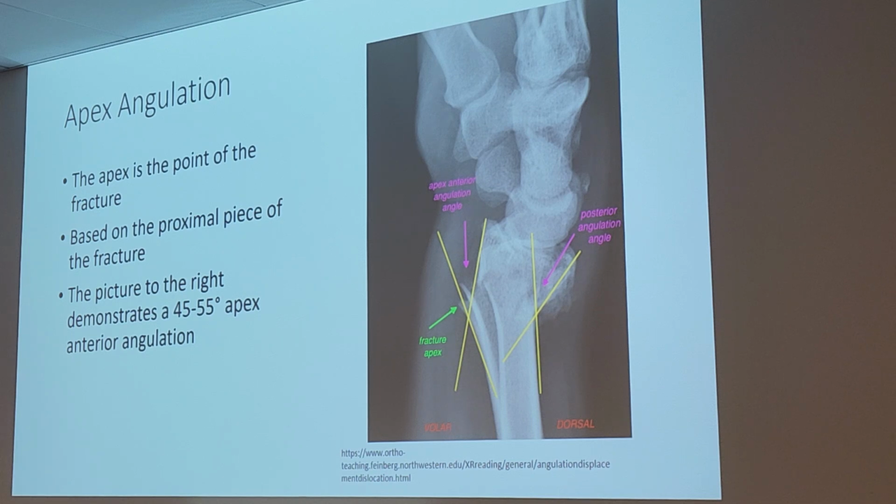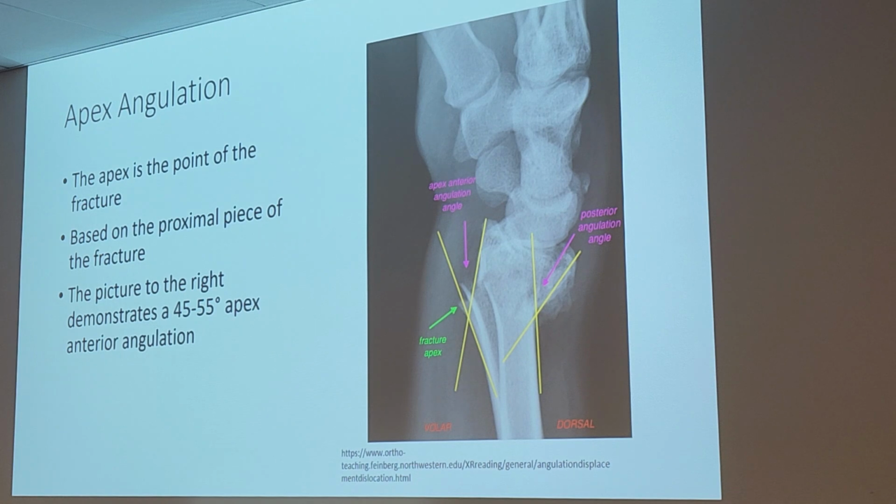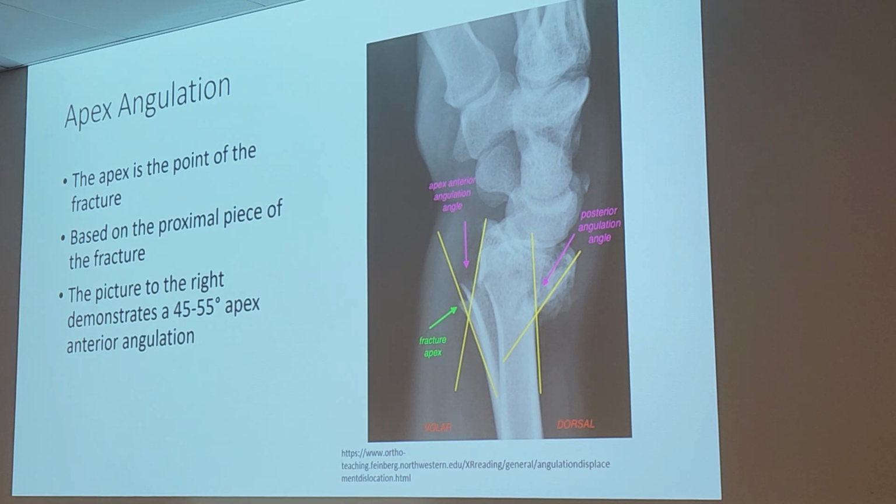So we're talking about angulation. We're going to see quite a few fractures where the fragments are angled to each other. And so when we talk about angles, a lot of times we'll talk about what happens to the part of the fracture on the distal end of the proximal piece. Okay, what does that mean?